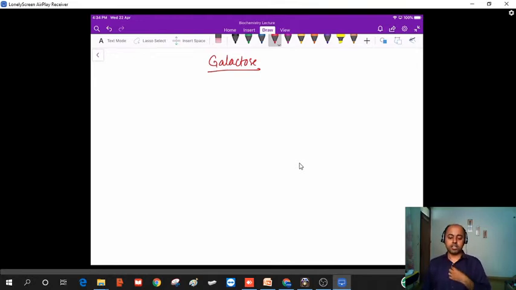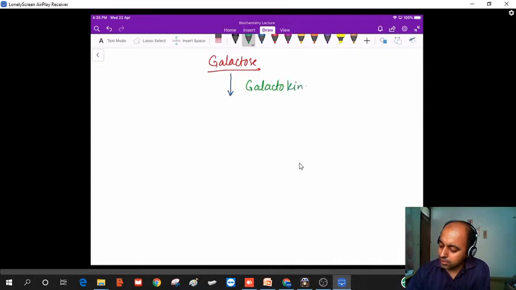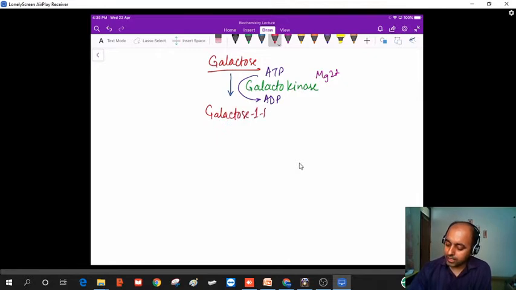so let's start with galactose metabolism. Galactose metabolism is also straightforward and simple. Galactose, just like fructose, is acted upon by galactokinase, and because we have the kinase, ATP will be consumed and magnesium is required, resulting in formation of galactose 1 phosphate.